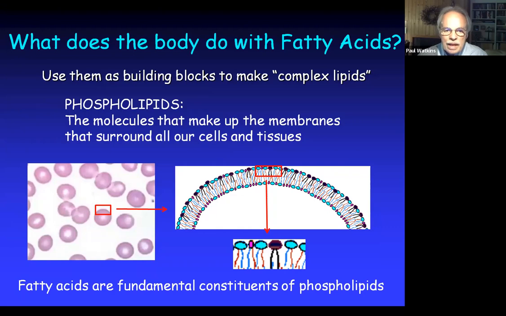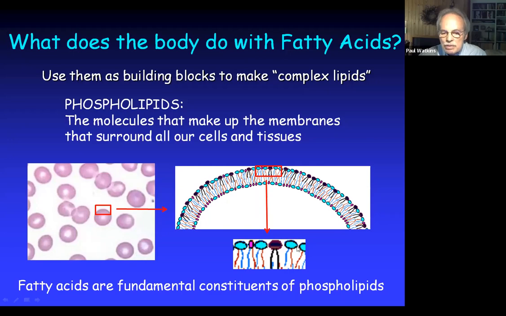Other things we can do with fatty acids are use them to make more complex compounds called complex lipids. Some examples on this in the next slide are phospholipids. Phospholipids are the molecules that make up the membranes that surround all our cells and tissues. In this example, we take a blow up of a piece of a cell membrane and represent it in this cartoon form. You can see that there are several molecules that have these little squiggles. Well, each squiggle represents a fatty acid.